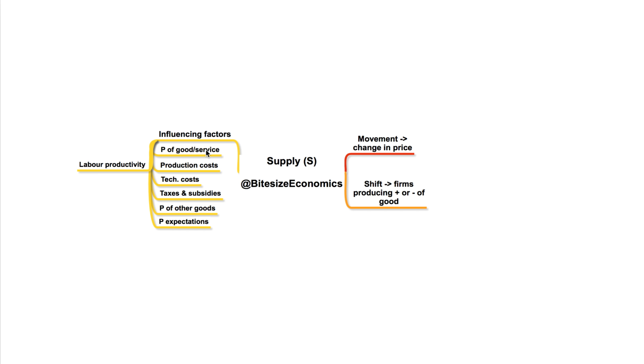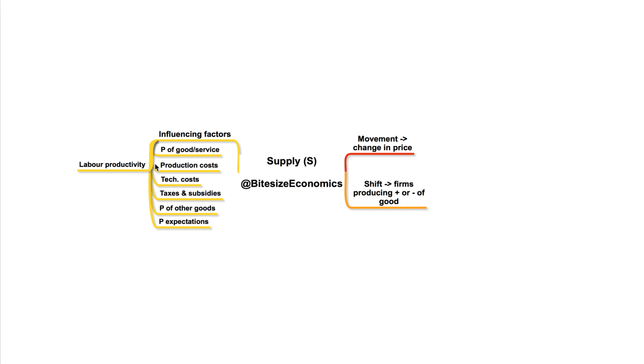And these are the influencing factors here. So if these change, they cause what I've just said, a shift, as this affects a firm's willingness to supply at any given price. So, right, what do all these little notes I've put here mean? What are the influencing factors?